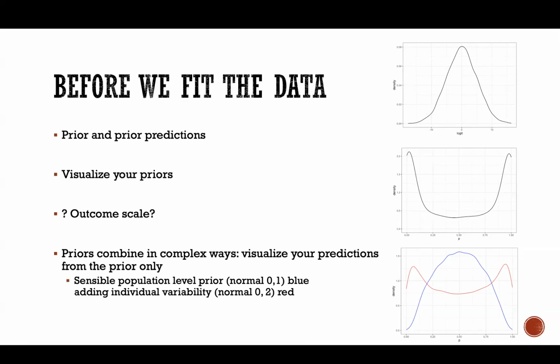And that's why what we can do is we can actually get the model to run predictions from all the priors at once and create what we call a prior predictive check. So that we can see the combined effects of all of our priors on the behavior that we're trying to model.